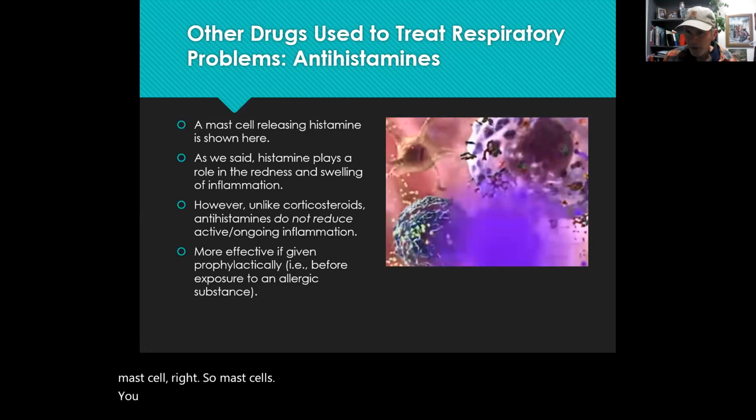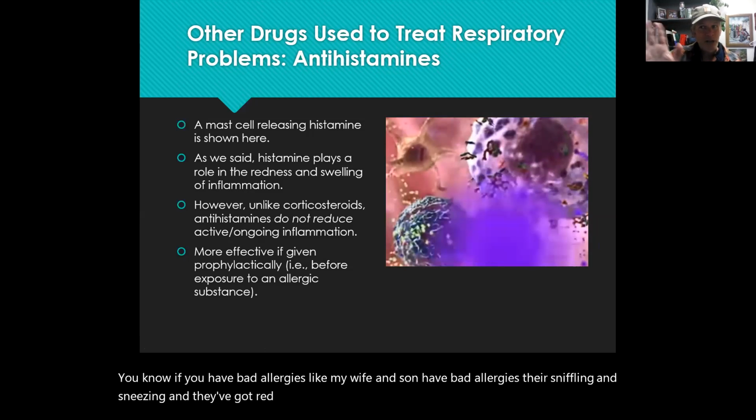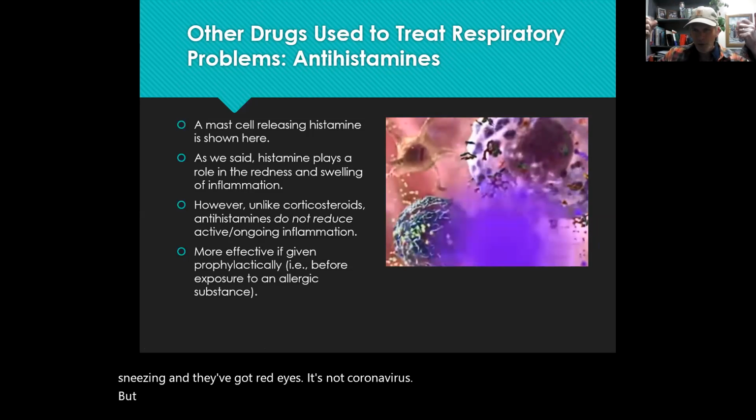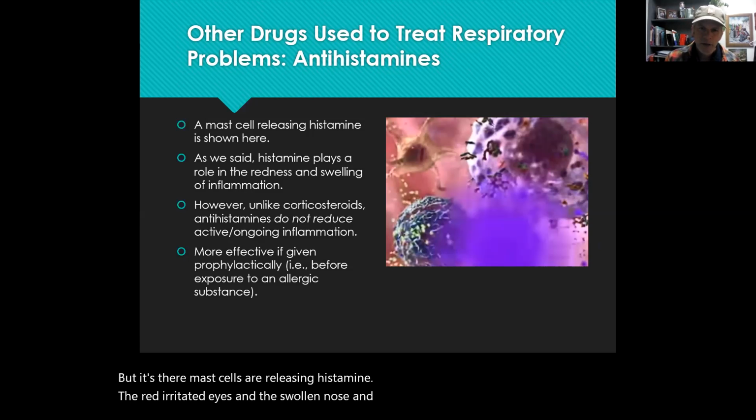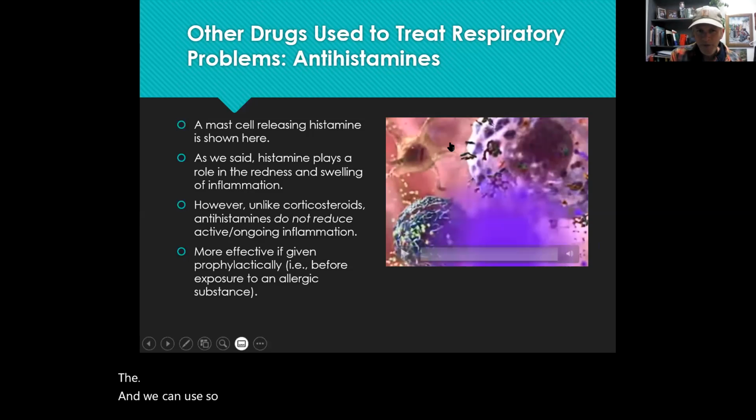if you have bad allergies, like my wife and son have bad allergies, they're sniffling and sneezing, and they've got red eyes. It's not coronavirus, but their mast cells are releasing histamine, and that's part of why they have the red irritated eyes and the swollen nose and all that. And we can use corticosteroids to help prevent that.